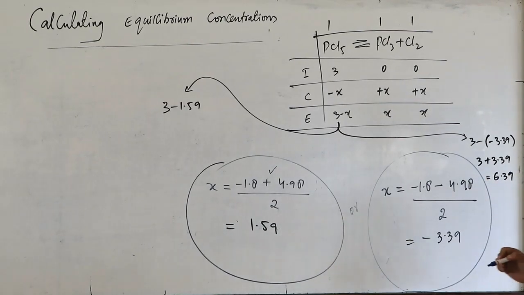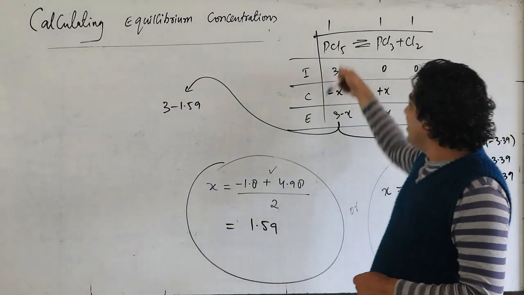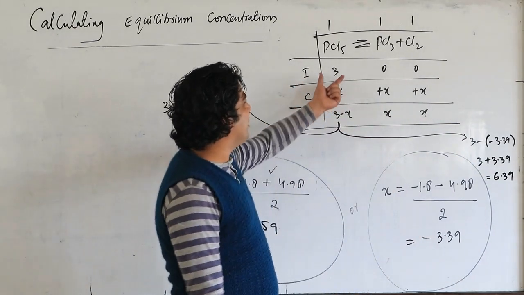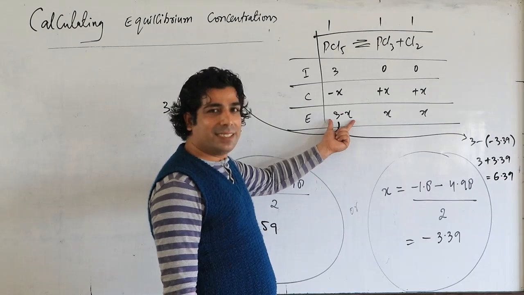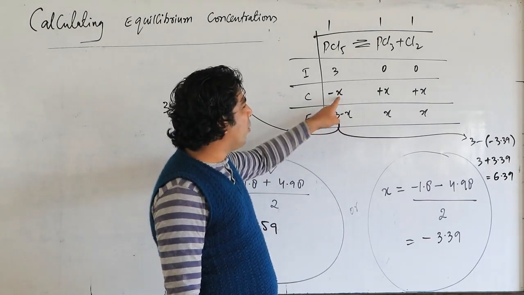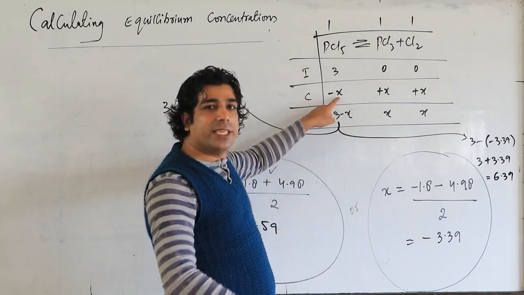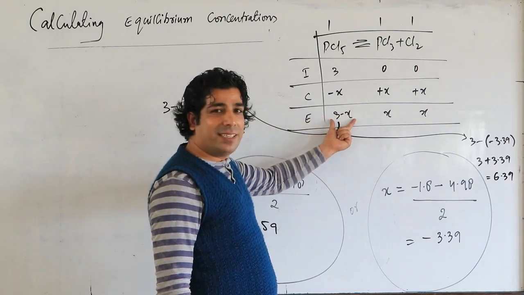That means, my dear friends, the initial concentration of PCl5 is 3 and the final concentration at the end should be less than 3. Why? Because X amount of PCl5 is dissociating. So this value has to be less than 3.